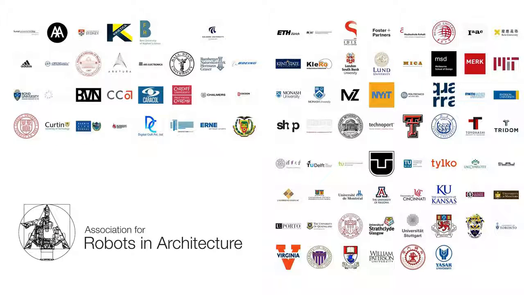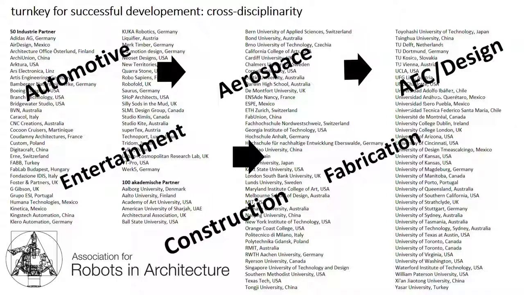Otherwise, the range of partners really spans many industries. So we have companies like Boeing and Adidas. We have companies like Merck. We have quite a few universities, as I mentioned. And I think a real key for this kind of efficient exchange and advancement of innovation is that we have so many different areas where people are working in, and this kind of cross-disciplinarity is really a key for successful development.